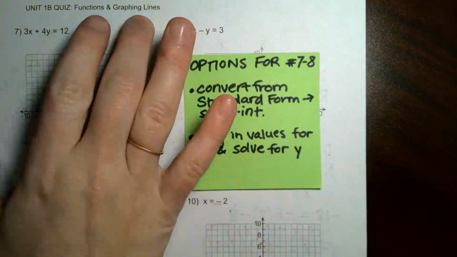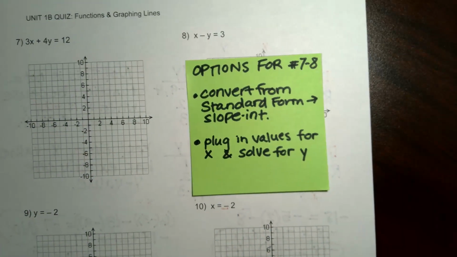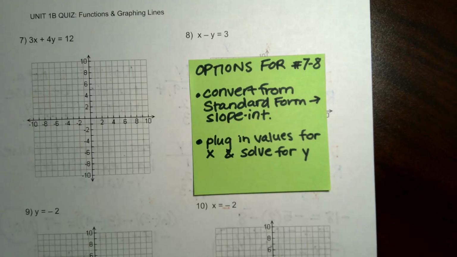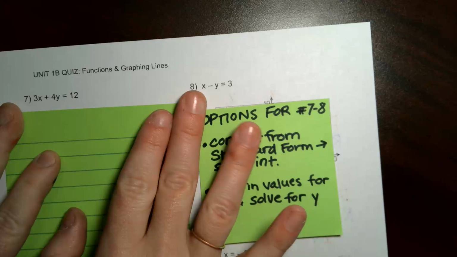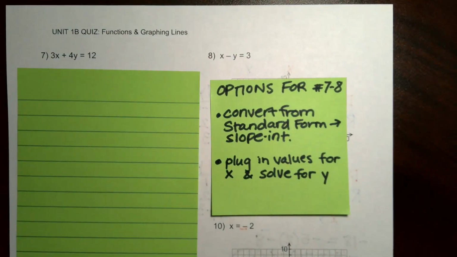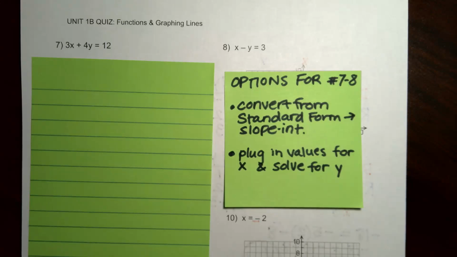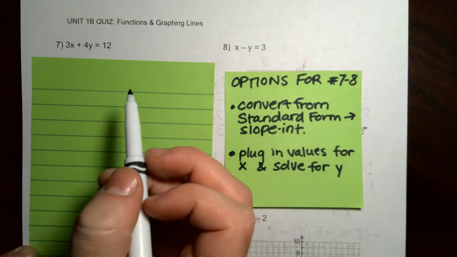And if there's not enough room on here, which I'm going to be honest, there's not, feel free to use a scrap paper and attach it. Let's start by trying number 7 together. Which way do you guys want to try first? I want to try plugging in the values. Okay, first let's do coordinates.